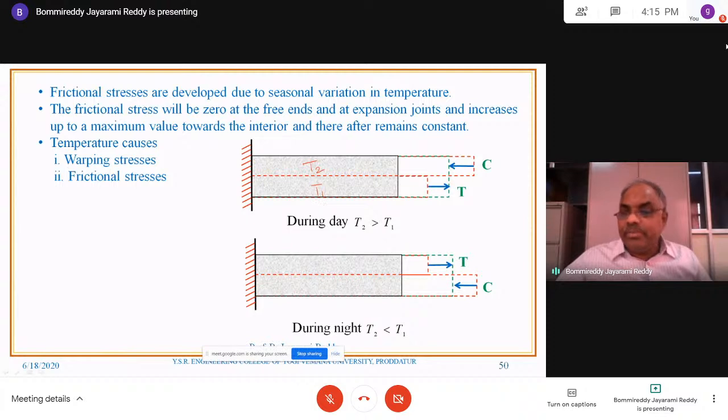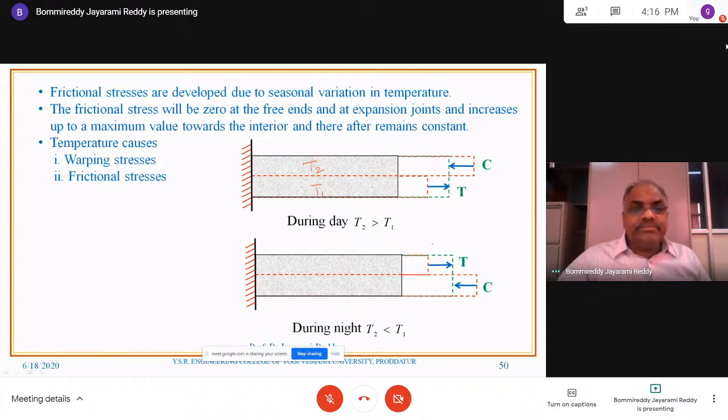So what is going to happen? Top surface is going to increase, so it is subjected to compressive stresses. Bottom surface is going to increase less, so it is subjected to tensile. And similarly, during the night time, T2 is less than T1 and the stresses induced are reverse. Frictional stresses are developed due to seasonal variation in temperature.